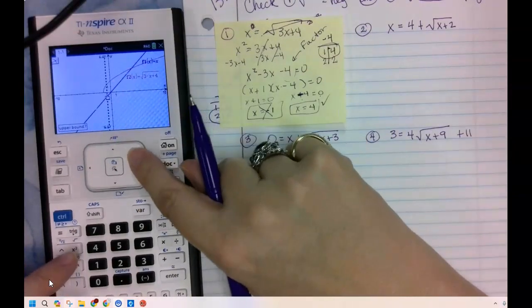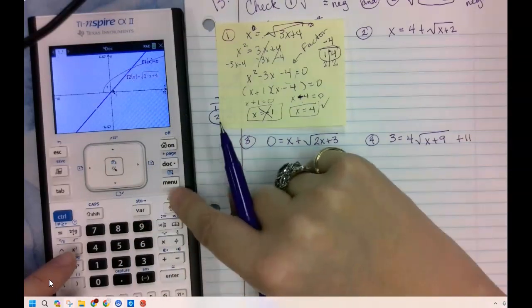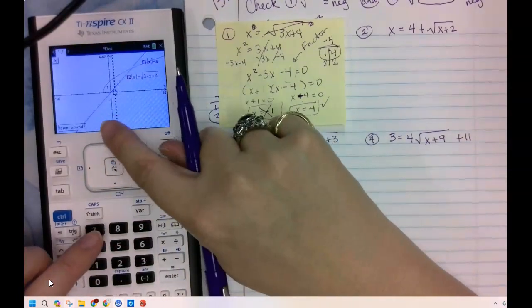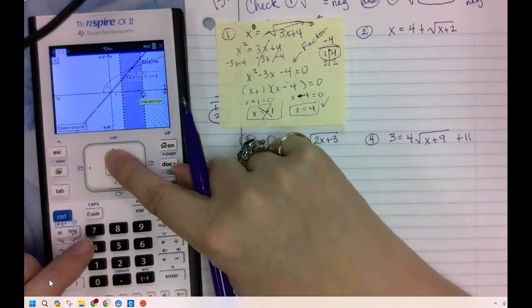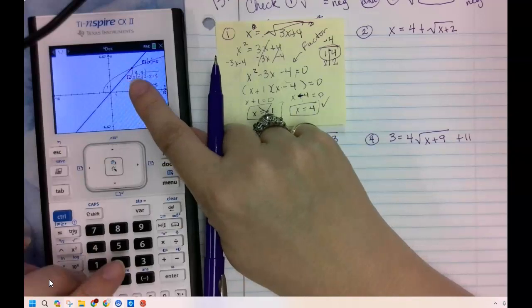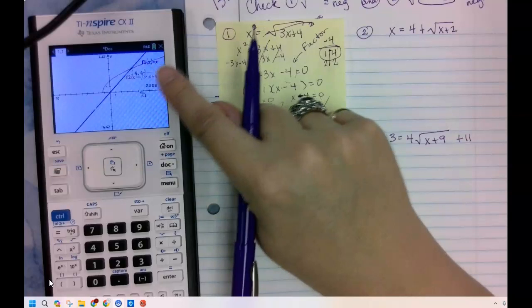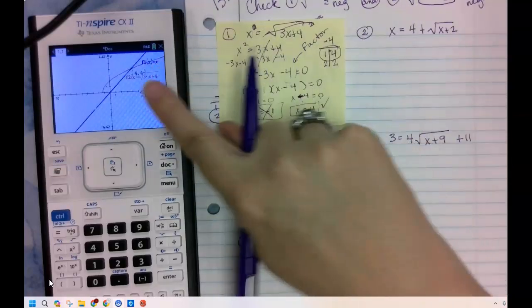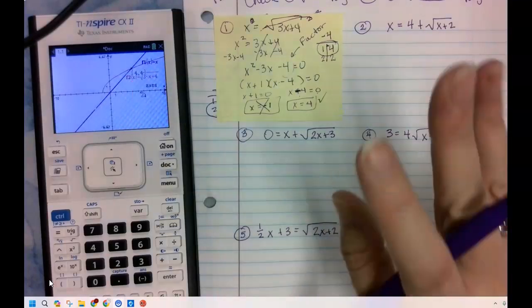So on this side of the cross, oops, hold on. Let me try it again. Menu 6, 4, on this side of the cross, and on this side of the cross. And it tells me it crosses at 4, and I'm looking for the x value. I don't care about y. There were no y's in my problem. I care about x. And hey, look. It told us the answer was 4, and here the answer is 4. That's the right answer, 4.